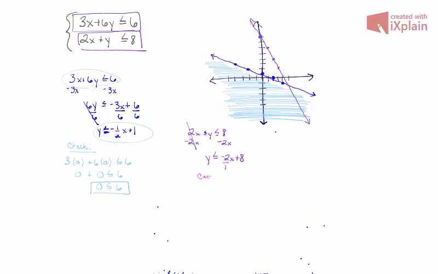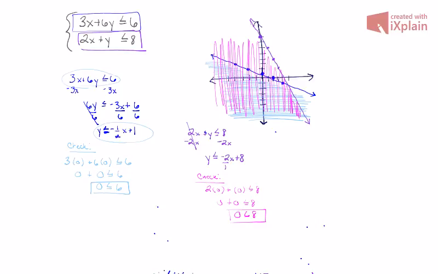So for the check, we'll have 2 times 0 plus 0 is less than or equal to 8. 0 plus 0 is less than or equal to 8. And we end up with the statement that 0 is less than 8. That is true. So I'm going to go ahead and shade on that side of the line.